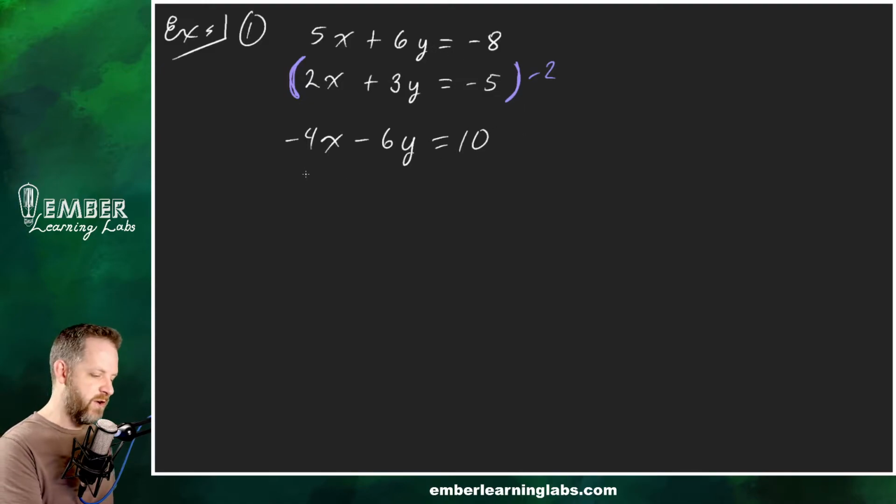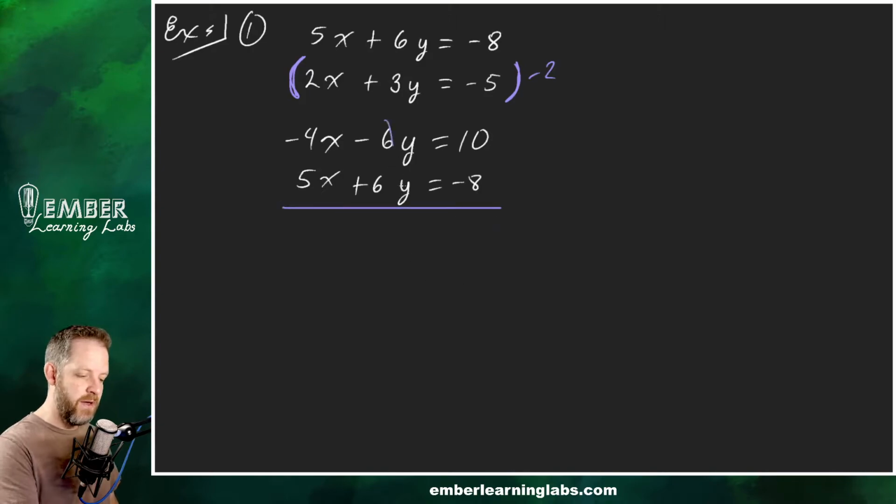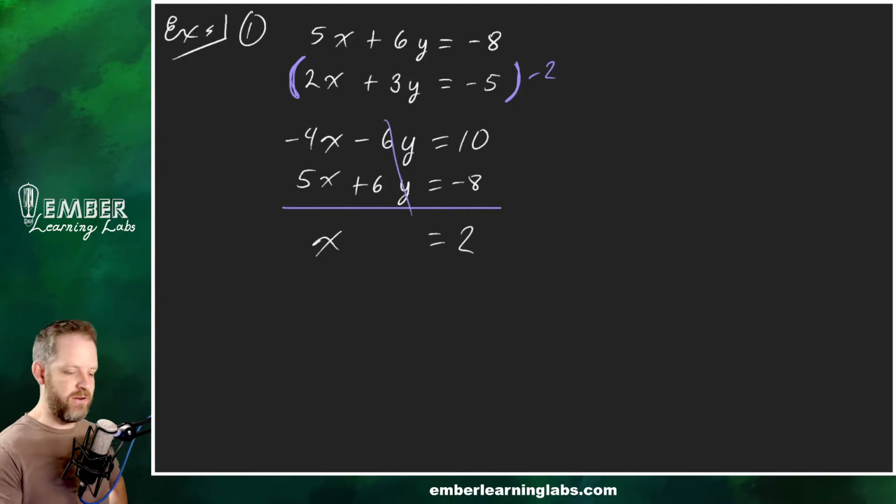So let's rewrite this first one underneath. 5x plus 6y equals -8. So see, now we're set up all pretty for elimination. So we're going to do the elimination step. These two cancel. -4x plus 5x is +1x, or just x. Nice. 10 minus 8 is 2. So we've already got it. Wow. That was a nice problem, wasn't it?